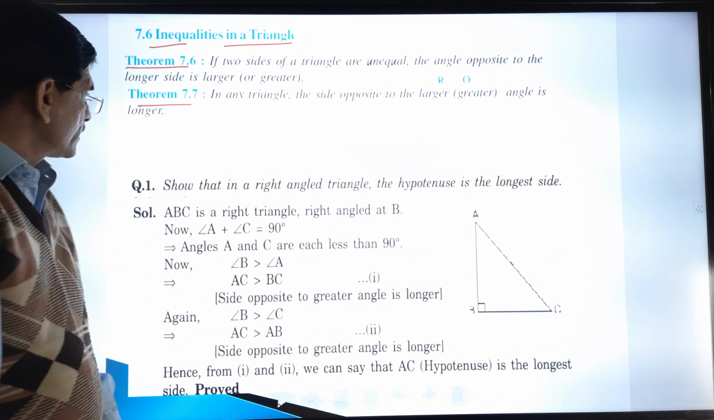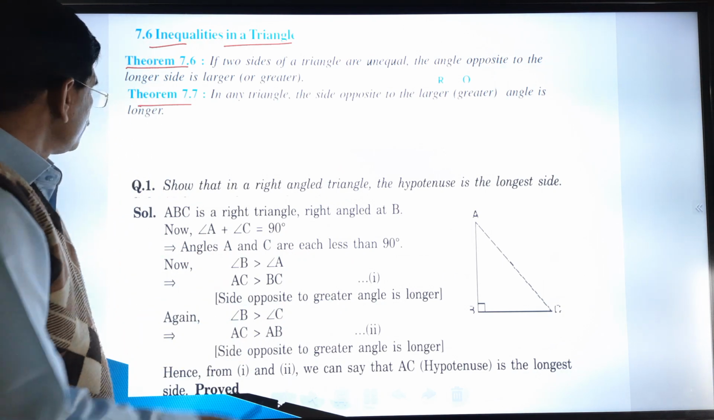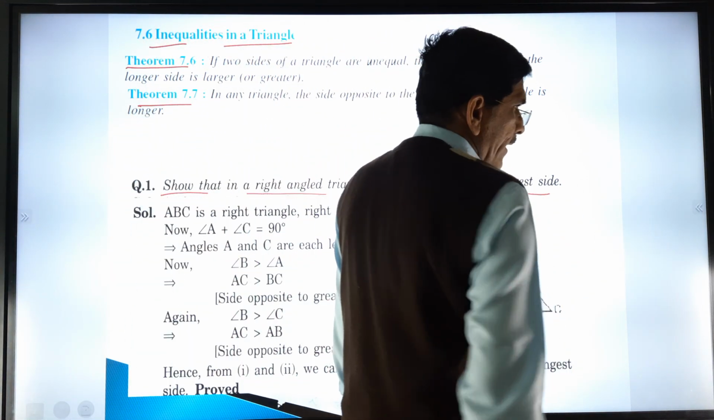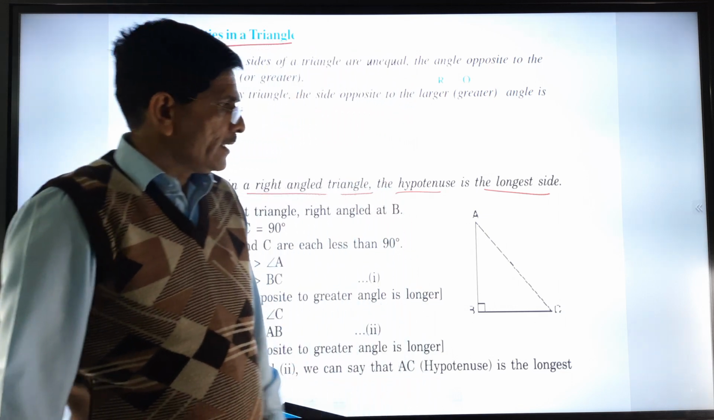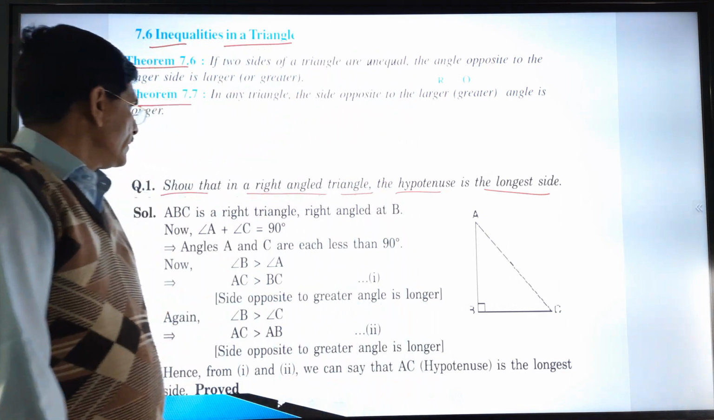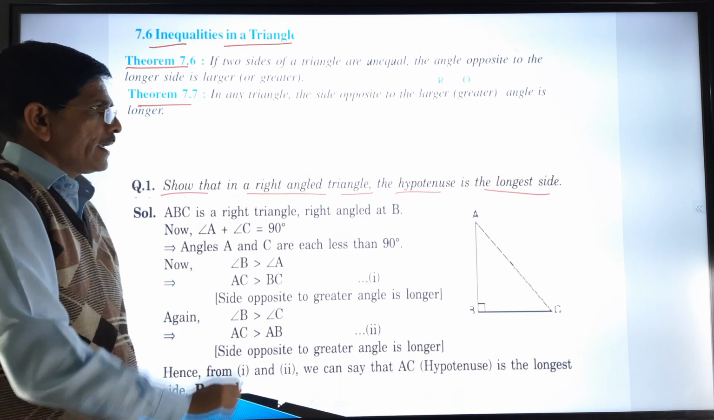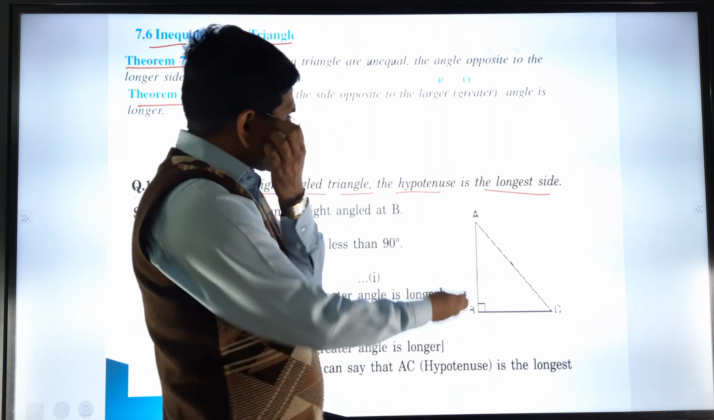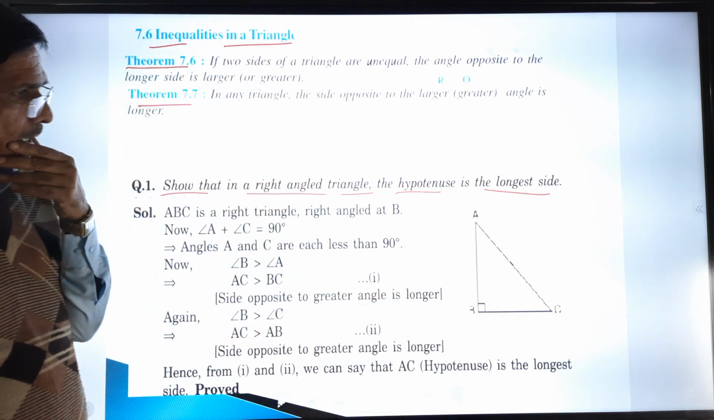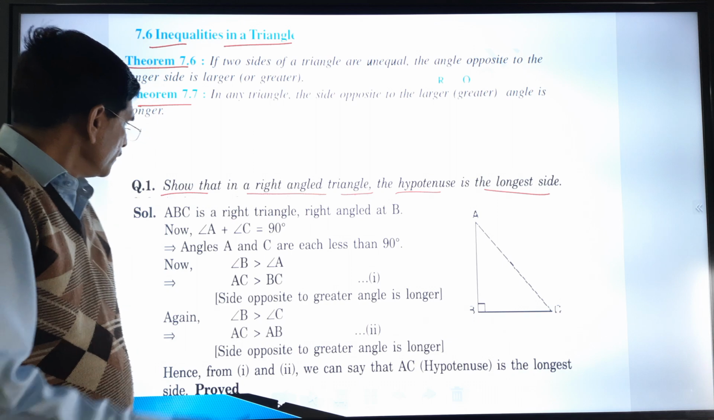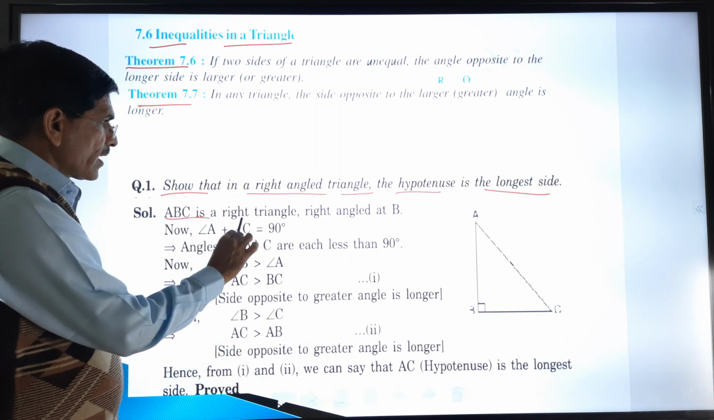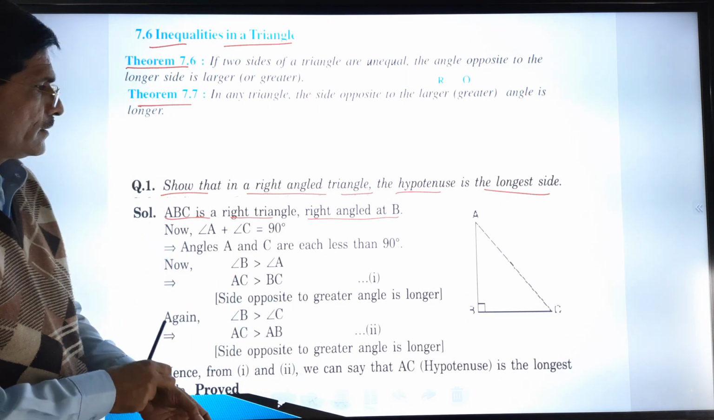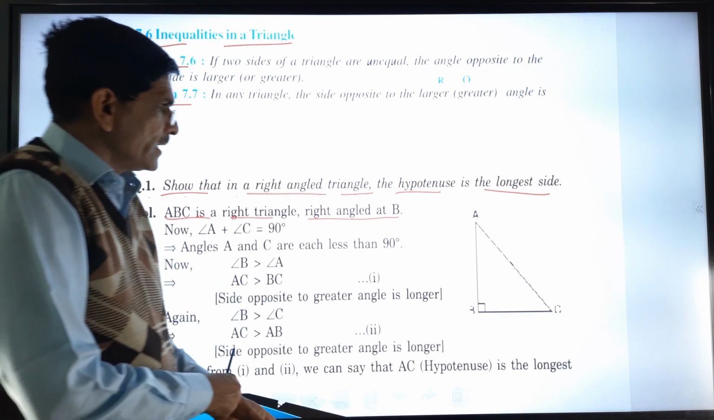Now one example that we have to show. Show that in a right angle triangle, hypotenuse is the longest side. Already we have drawn one triangle here, triangle ABC. In ABC, the right angle is at B. So we say that in the right angle triangle, angle B is 90 degrees.